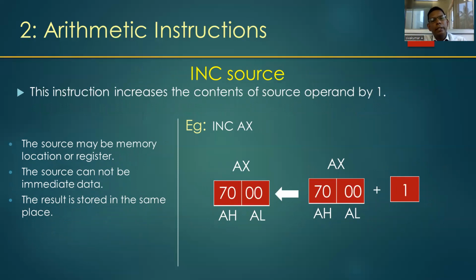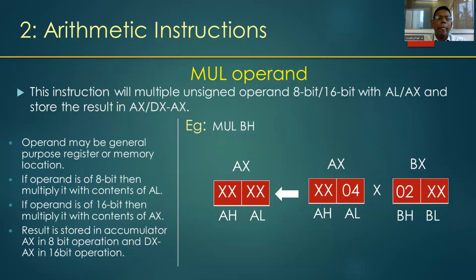This instruction increases the content of the source operand by 1. The source may be any memory location or register. The source cannot be immediate data for these instructions. The result will be stored in the same place. So after executing that instruction, 7001.